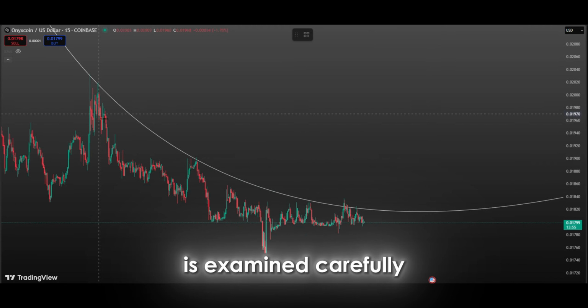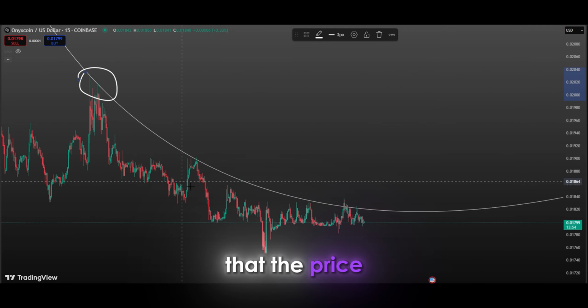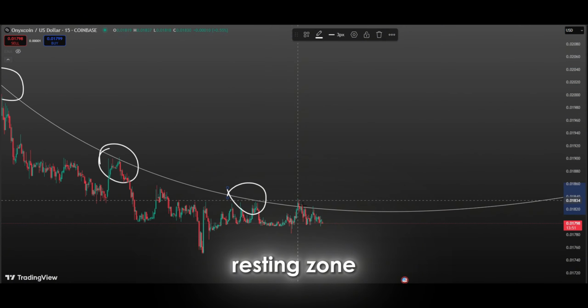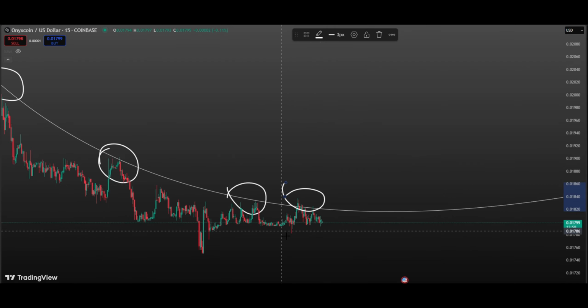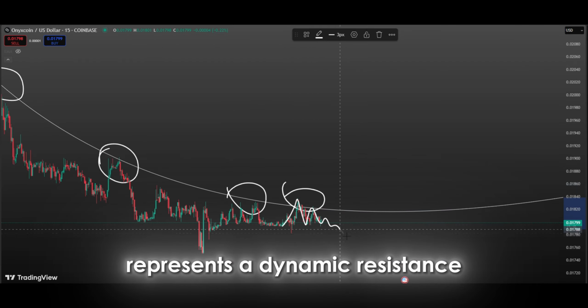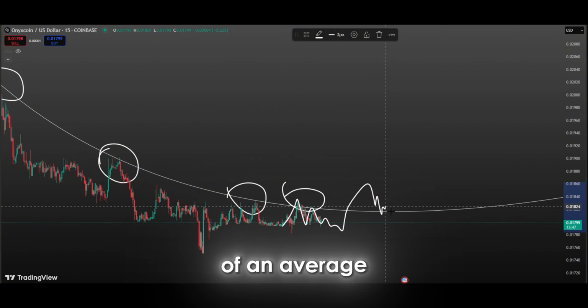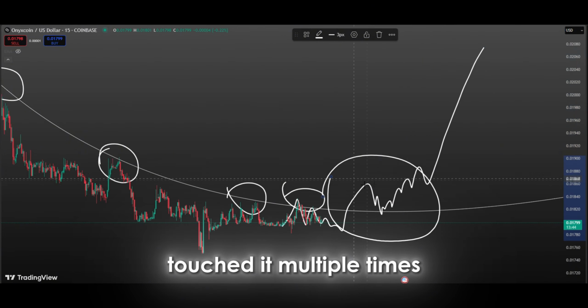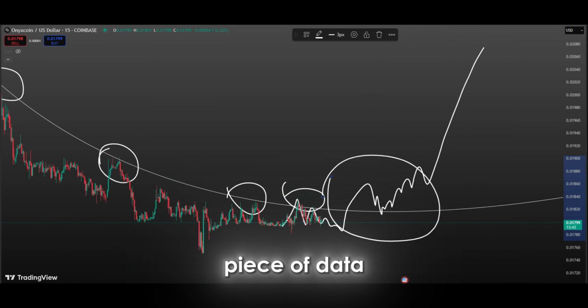When the chart is examined carefully, it is clearly observed that the price movements are shaping around a specific curve, which appears to act as a resting zone or a resistance area. Whether this curve represents a dynamic resistance or a slope of an average in a logarithmic structure, the fact that the price has touched it multiple times provides a critical piece of data.